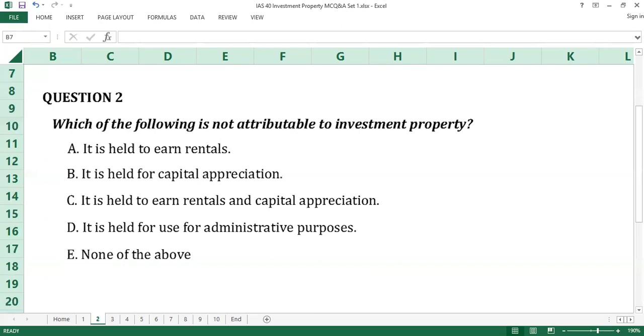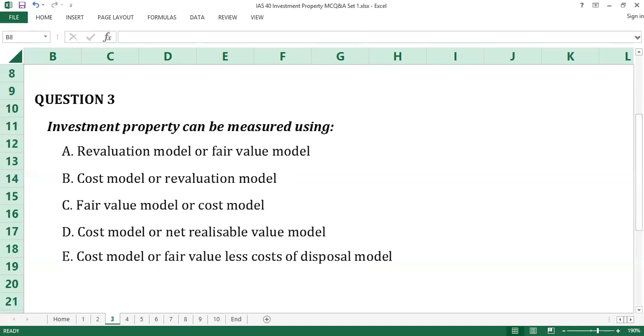Question number 2. The answer to question number 2 is D. It is held for use for administrative purposes. Investment property is property, whether land or building, or both of them, or part of a building, held to earn rentals or for capital appreciation, or both, rather than for A, use in the production or supply of goods or services, or for administrative purposes, or B, sale in the ordinary course of business. D is the answer to question number 2.